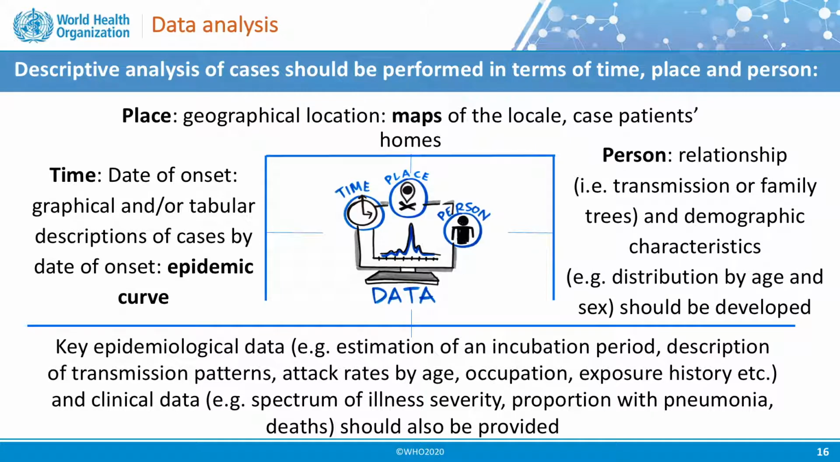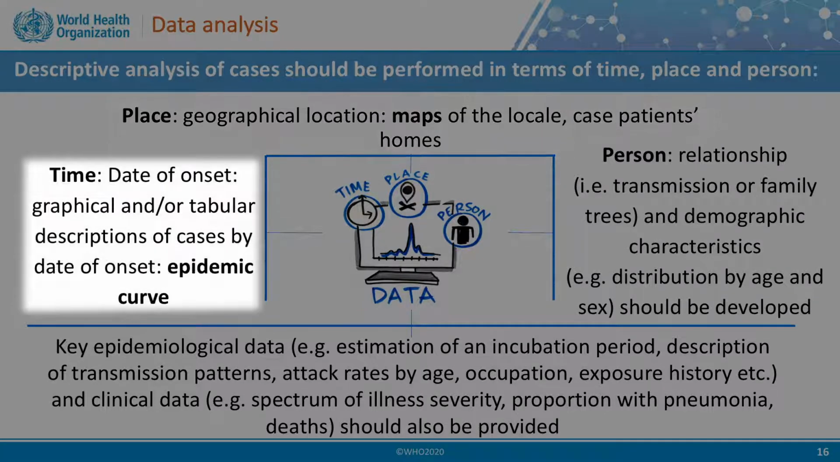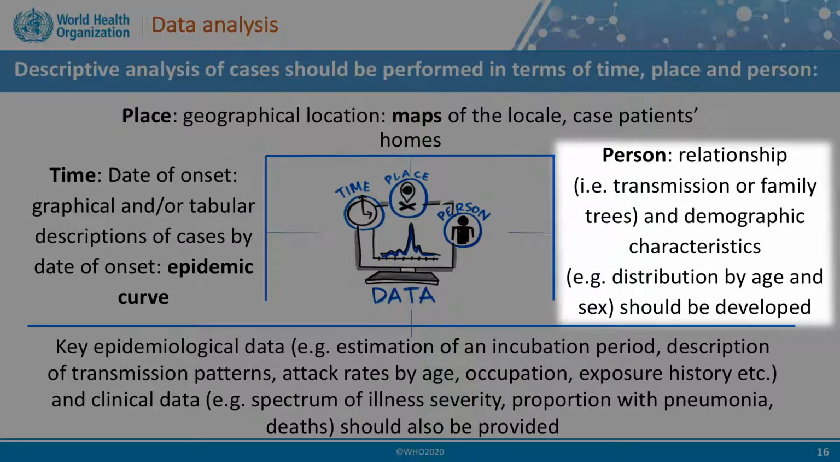Descriptive analyses of cases, so that the data that you collect from these cases should be performed looking at time, person, and place. And what we mean by this is the place, is what is the geographic location of where these cases have been identified. Create maps looking at where individuals either reside or where those individuals have been. The time, what are the dates of symptom onset of the cases that have been identified? Graphing this or put this in tables so that you can better describe the progression of cases that have been identified over time and create an epidemic curve. Person, what are the relationships and the demographic characteristics between the patients that are identified?